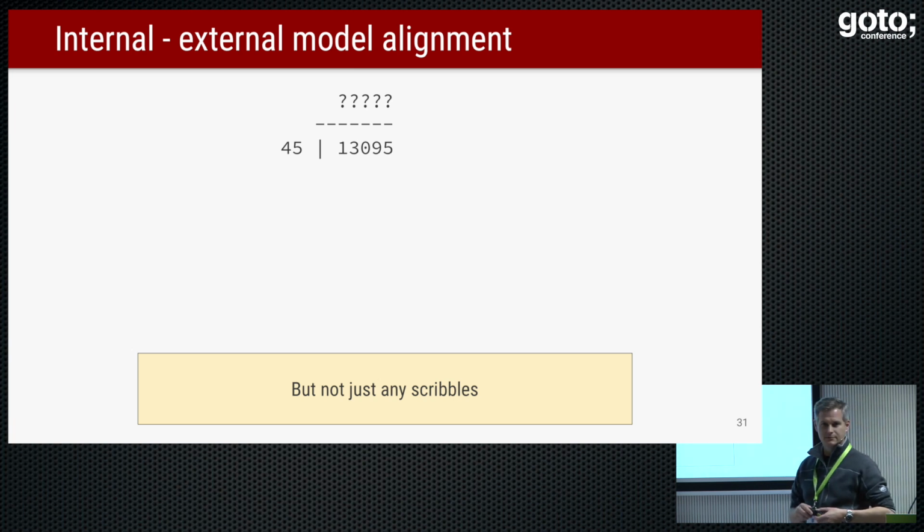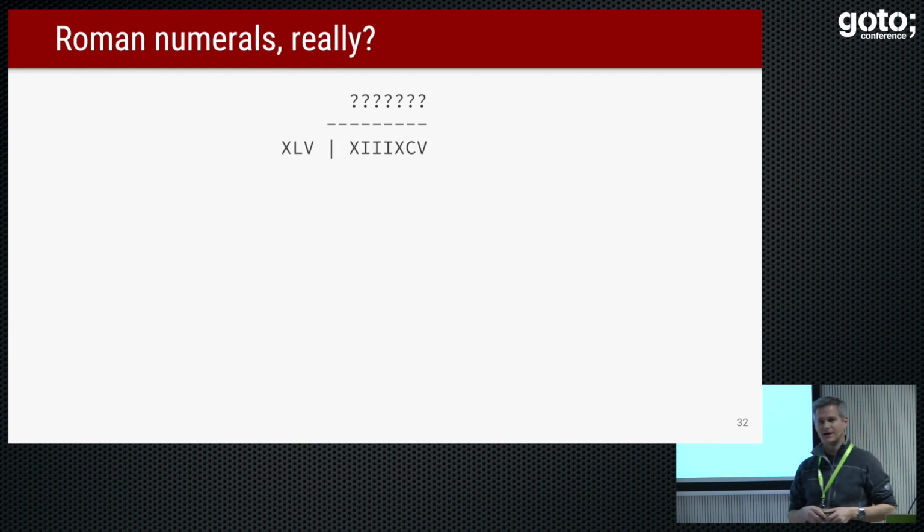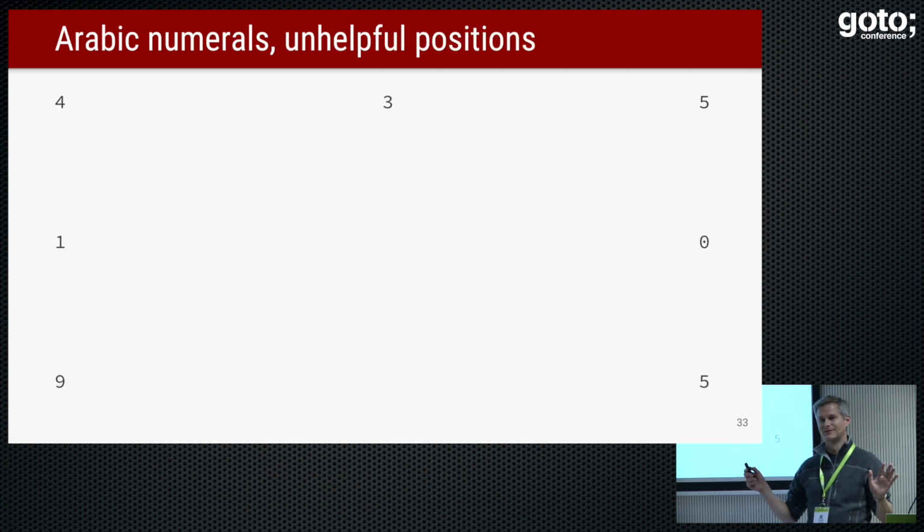So it turns out it doesn't work for any scribbles. It's only certain scribbles. Can anyone do this problem? And you're like, ha, ha, ha, nobody knows Roman numerals. I had to put this into Google anyway to figure it out. So it turns out, okay, fine. Arabic numerals only. Here you go.